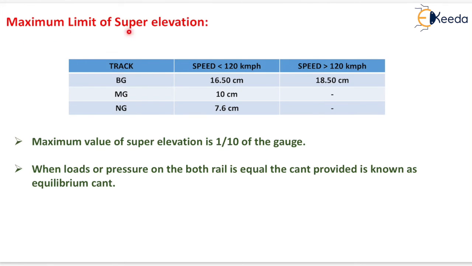Now maximum limit of super elevation. For broad gauge track, if speed is less than 120 km per hour, then maximum super elevation will be equal to 16.50 centimeter, and if speed is greater than 120 km per hour, then maximum super elevation will be equal to 18.50 centimeter. Similarly for meter gauge and for narrow gauge, it is shown here. Now maximum value of super elevation is 1 by 10 of the gauge. When loads or pressure on both rails is equal, the cant provided is known as equilibrium cant.